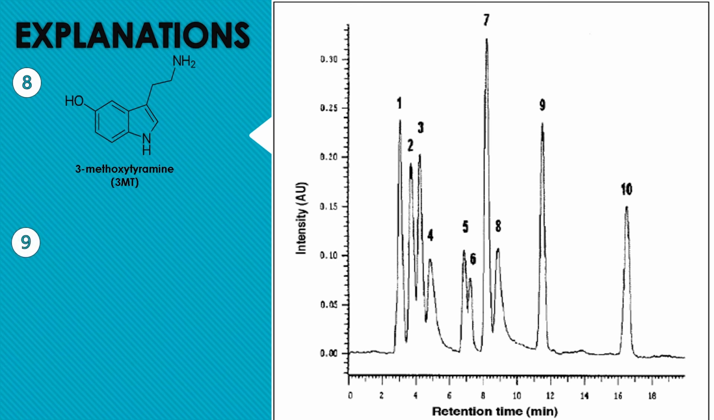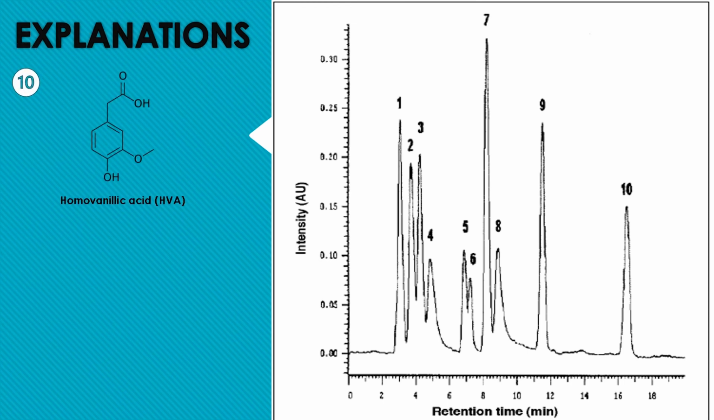Both 5-hydroxyindoleacetic acid or 5-HIAA and 3-methoxytyramine or 3-MT have an indole in their structure, but the presence of the carboxyl group in 5-HIAA should make it have a shorter retention time than 3-MT. Homovanillic acid or HVA has the longest retention time in this chromatograph, despite having a carboxyl group as well as hydroxyl and ether groups in its structure.